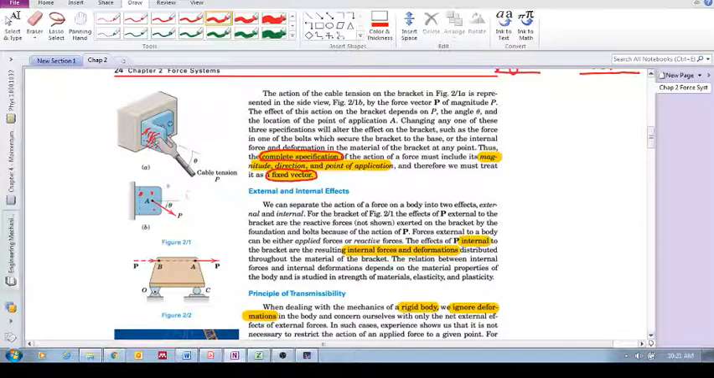But you can see where we're setting you up to understand. What we're looking at here is, if we are analyzing deformable bodies, then this point of application is important. But we'll get to that.